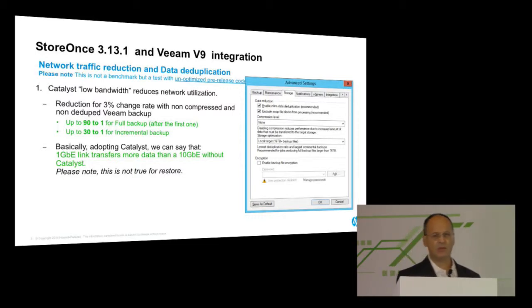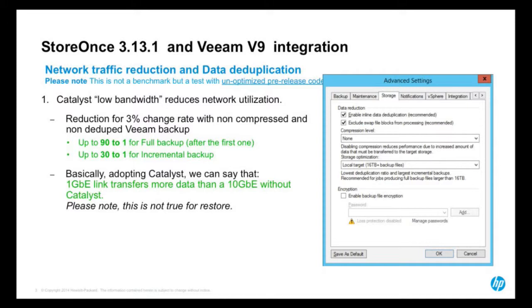It doesn't mean that you will deduplicate the data so well on the StoreOnce. It means that on the network connectivity, you are reducing the bandwidth utilization by that amount that is shown here. So we can say that basically a 10 gigabit network without Catalyst is giving you less throughput than a 1 gigabit network using Catalyst. So Catalyst is really a new improvement for using with Veeam.